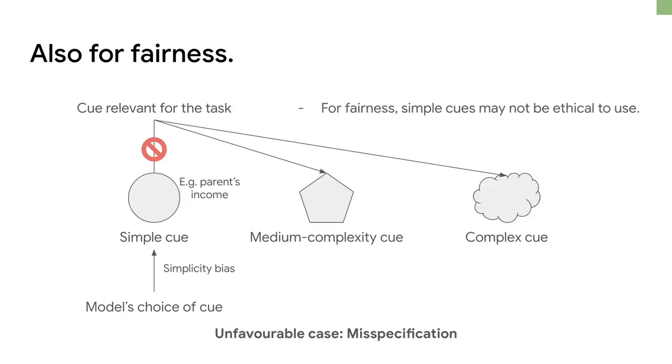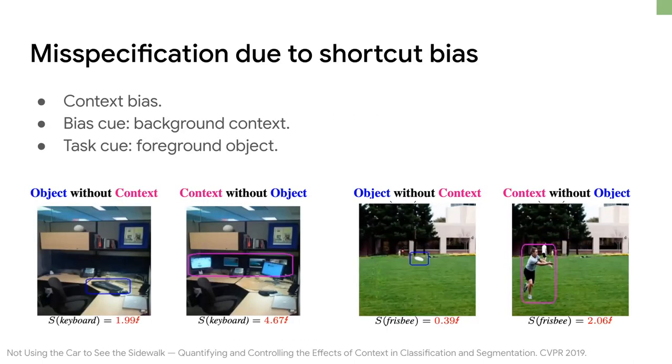So the conclusion here is that simplicity bias is good and bad. In some cases, like ID generalization, probably it's good, but for OOD generalization, perhaps it's misleading the model to look at irrelevant cues. So I'm going to give you some examples of more shortcut biases. They're very entertaining.